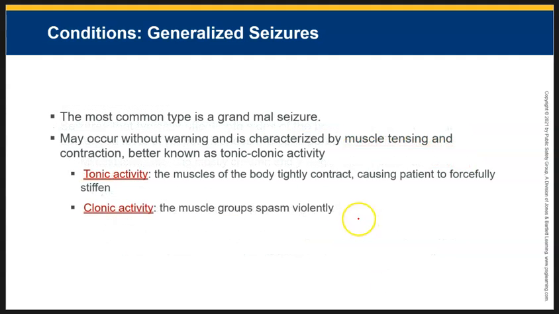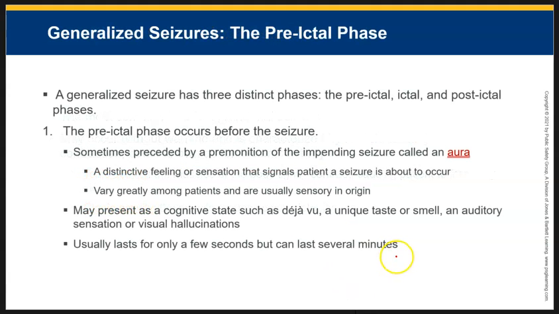A grand mal type of seizure is the most common type that may occur. We also can get motor function apart from an absence seizure, where we have tonic and clonic activity. Tonic activity is contraction of the muscles and the patient's going to stiffen. In clonic activity, we see spasmodic movement of the extremities as the muscle groups spasm. So the three phases, time-wise, of a generalized seizure or a grand mal seizure are the pre-ictal, ictal, and post-ictal phases.